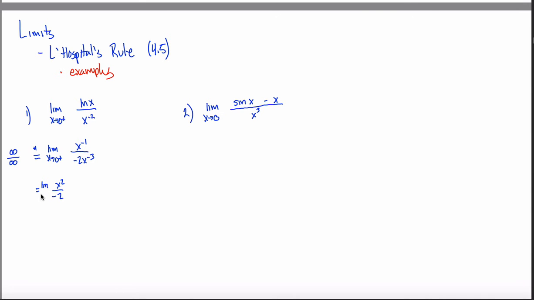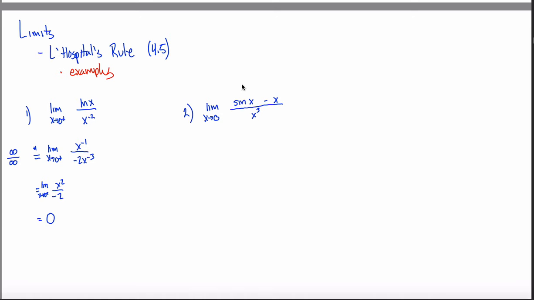So really what this is asking me is, what is the limit as x approaches 0 from the positive side of x squared divided by negative 2? And this is not an indeterminate form. This is a limit that I can evaluate. My values of x are getting really, really small, really close to 0. A number close to 0 squared is still 0, and 0 divided by negative 2 is still 0. This limit is just equal to 0 here.